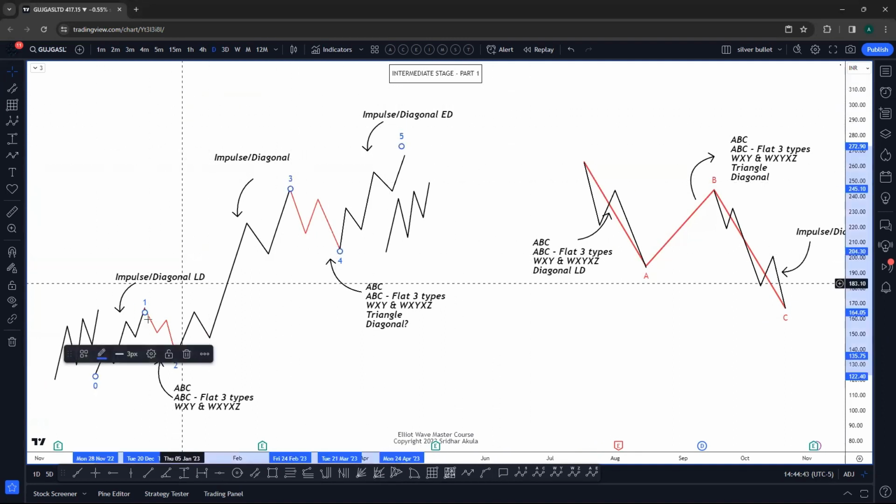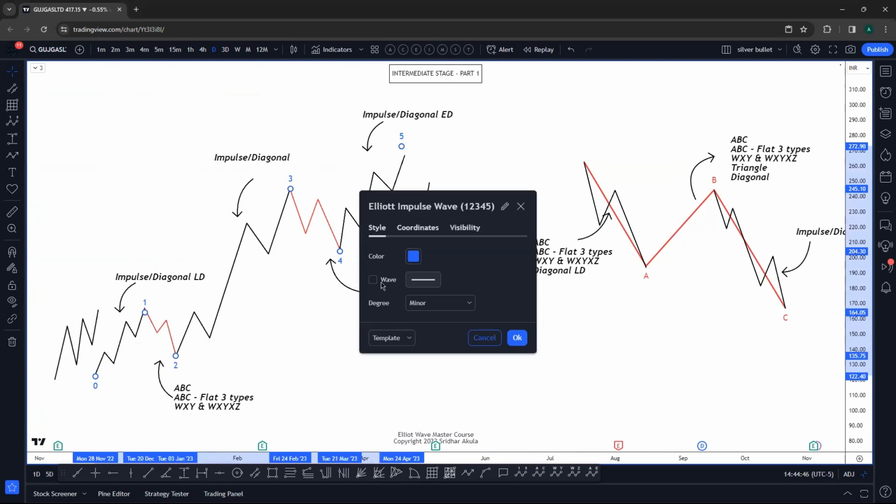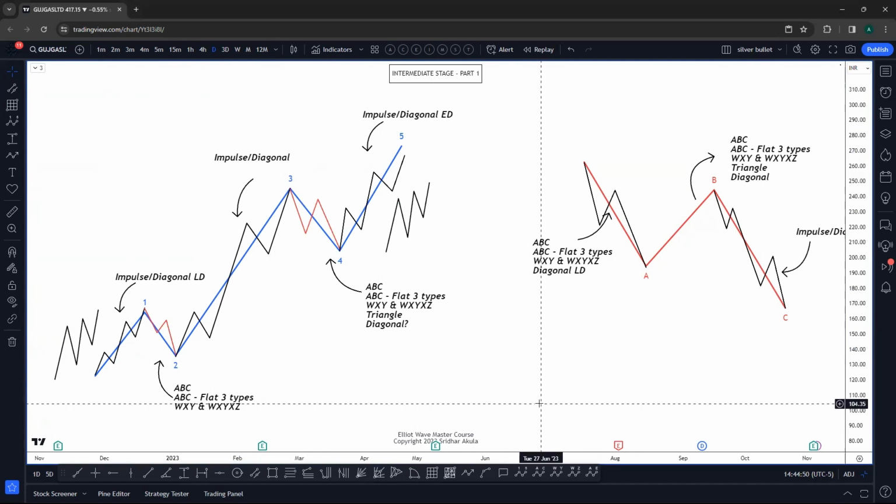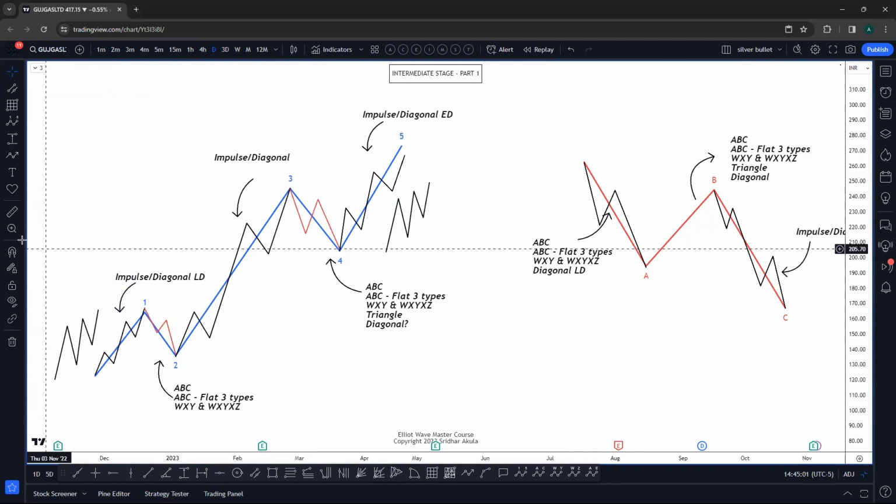Now here, if I just draw this, you understand that this is your 1, 2, 3, 4, 5 pattern. Within each wave, whether first wave, second wave, or third wave, there are subwaves. Now, what we want to learn in this part is how do I calculate them?